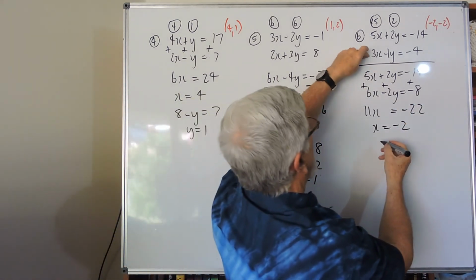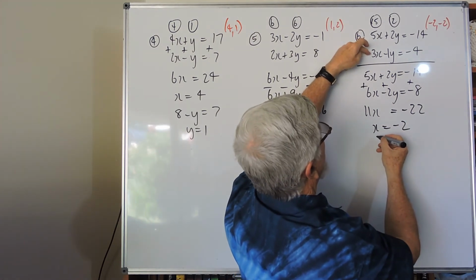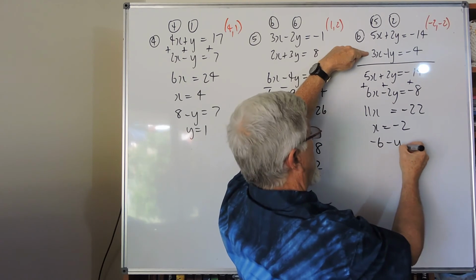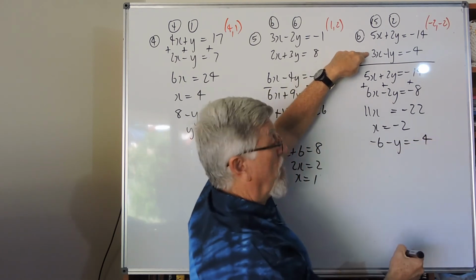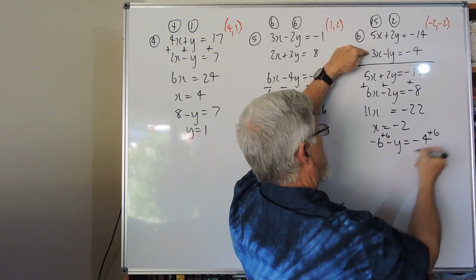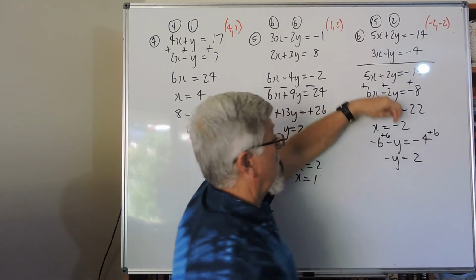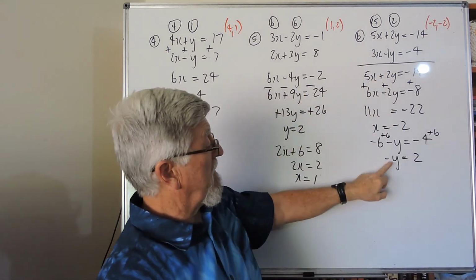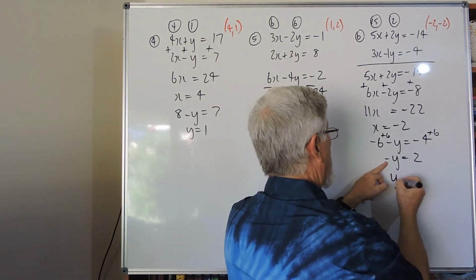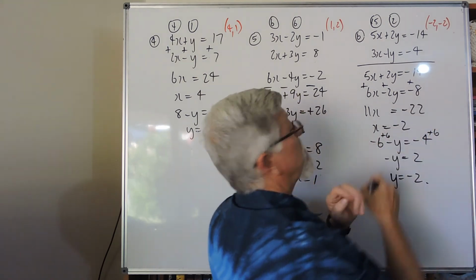And I'll substitute in either one. I'd probably go that one. So minus 6 minus y is minus 4. Got to be careful. I could be careful and go plus 6, so that's minus y equals 2. And a lot of people make the mistake of forgetting to write that minus there, or subtraction there. And that becomes y equals minus 2. And there's our minus 2, minus 2.